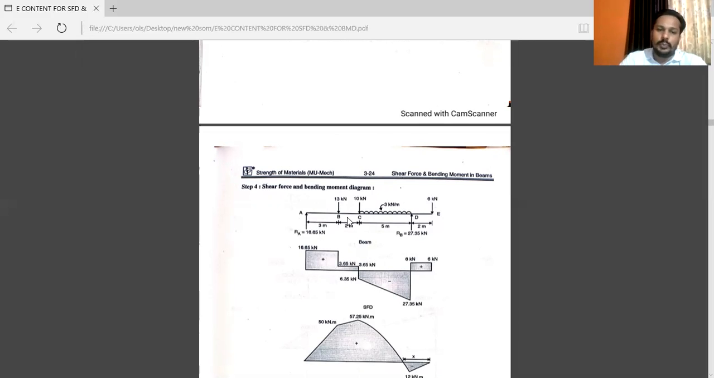See, from A to B, there is no load between A to B, so the line is straight. B to C, there is no load, so the line is straight. But from C to D, UDL is given, so you can see an inclined line in the shear force diagram. From D to E, there is no load, so the line is straight. So this is your shear force diagram. Here, positive sign, this one is negative sign, and again there is a positive sign.